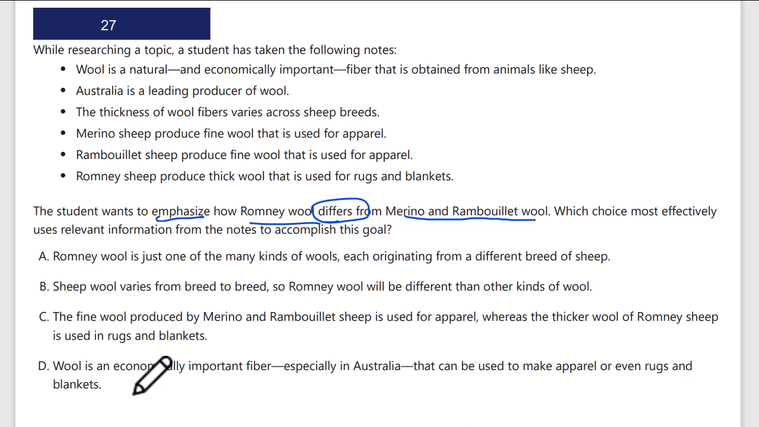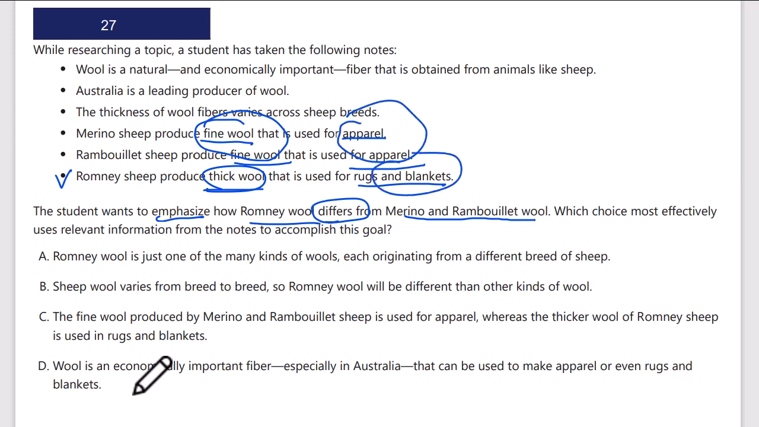Merino sheep produce fine wool that's used for apparel. Rambouillet sheep produce fine wool as well that is used for apparel. These are literally the same. Romney sheep produce thick wool that is used for rugs and blankets. So we want to know the difference between Romney, which is thick, and Merino and Rambouillet, which are both fine. That's the difference. The fine is used for apparel. The thick is used for rugs, blankets.